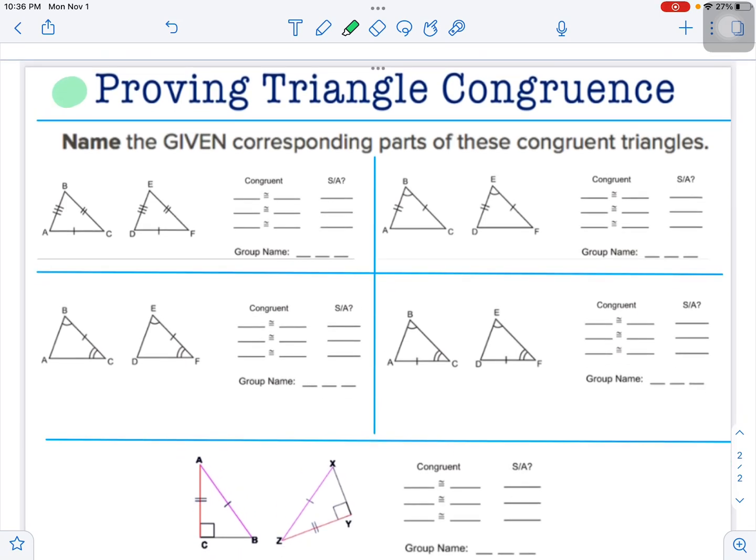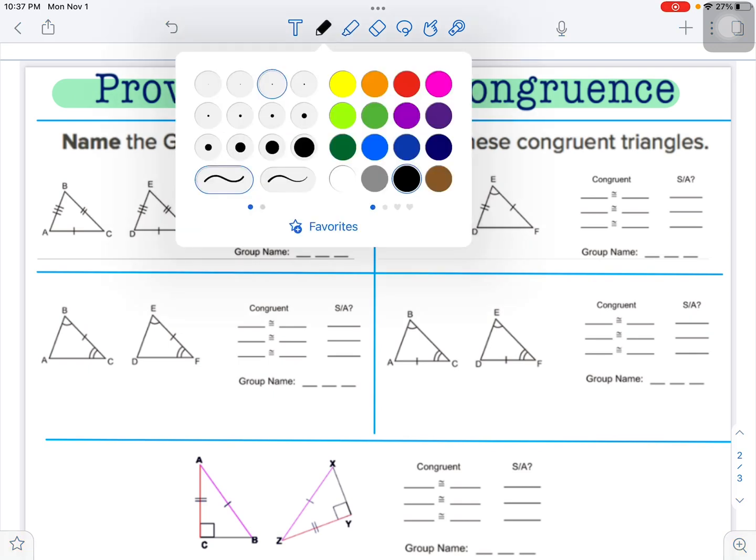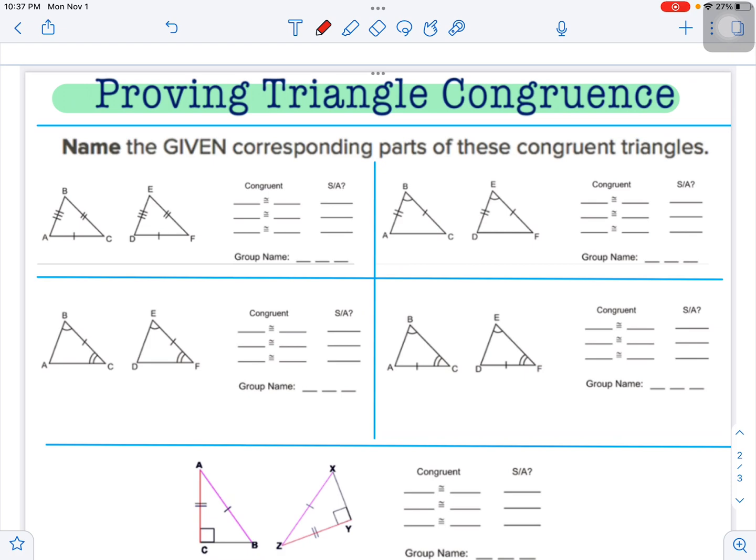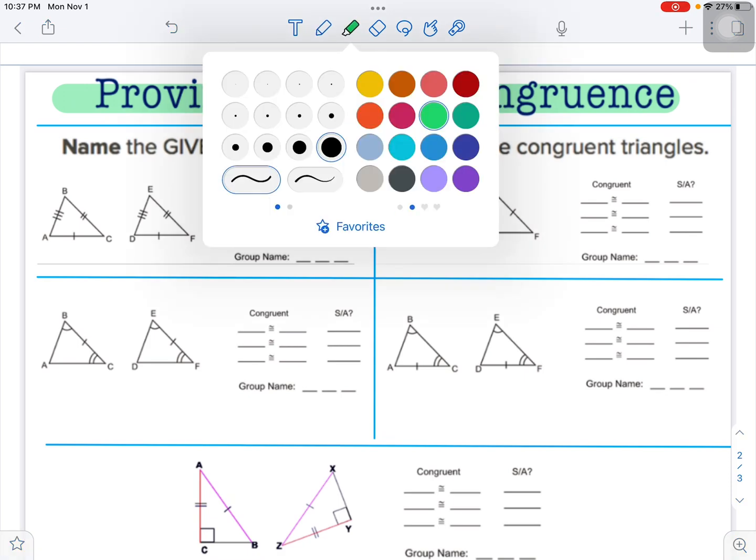The first thing that we always do, of course, is identify the name of these notes. These notes are called proving triangle congruence. We've been talking about congruence: when two shapes are congruent, they are the same size and the same shape, and the parts of the figure are also congruent. In this case, we're going to talk about triangles. So let's take a look at what the notes say here.